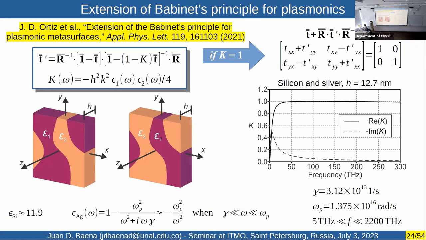Actually, we are plotting here for the specific case of thickness H equal to 12.7 nanometers. Why this thickness? Because we want to get big K equal to 1. With big K equal to 1, we can recover the conventional Babinet principle. And this H is just for this particular epsilon of silicon. Yes. Well, what if you take just vacuum?